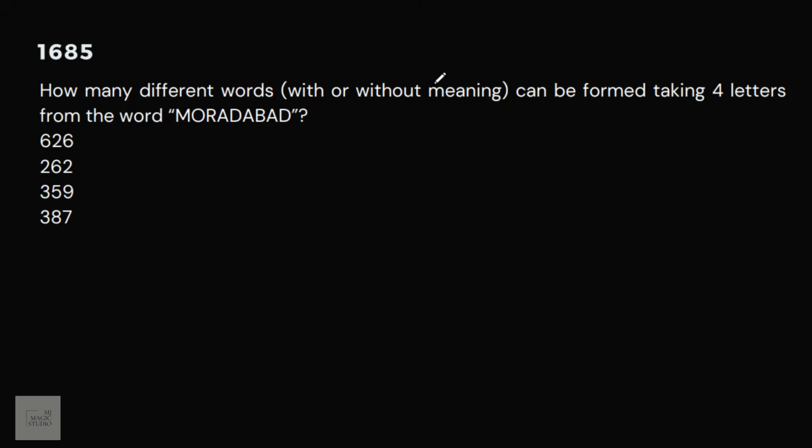How many different words with or without meaning can be formed taking 4 letters from the word Moradabad? Now simply we can't use nPr here because we can see that there are a few letters like A which is occurring thrice. Then we have D occurring twice. Then we have M, O, R, B. So we have 6 alphabets and 9 letters.